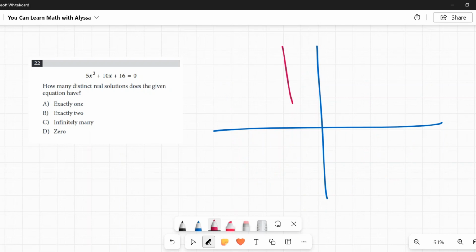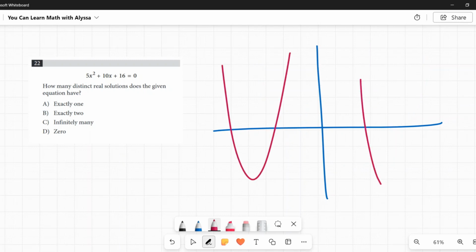If it is above, there will be no solutions because it is not crossing the x-axis. If it is right on it, there will be one solution because it's just touching at one point. And if it's below, there will be two solutions, so you have those two spots where it's crossing. So that's how you do it if you look at it graphing.